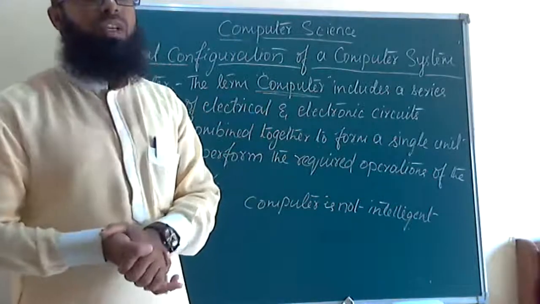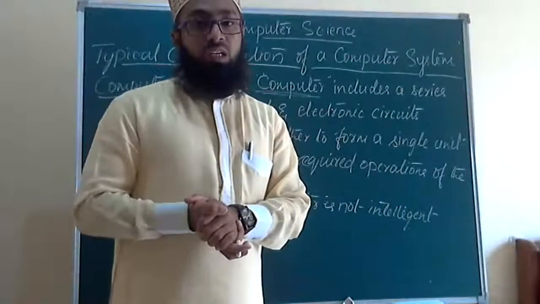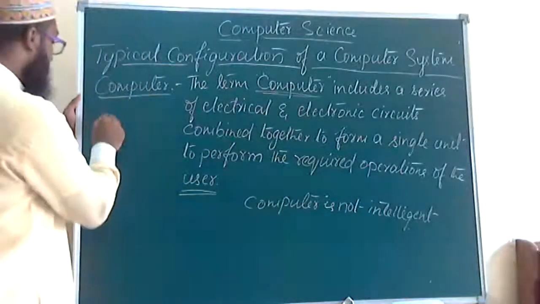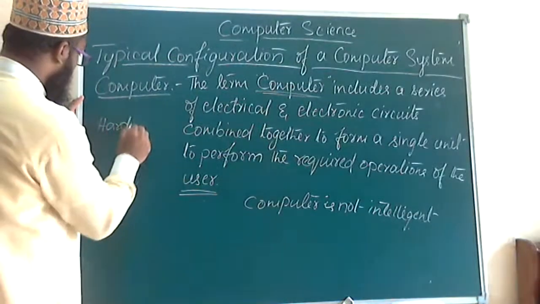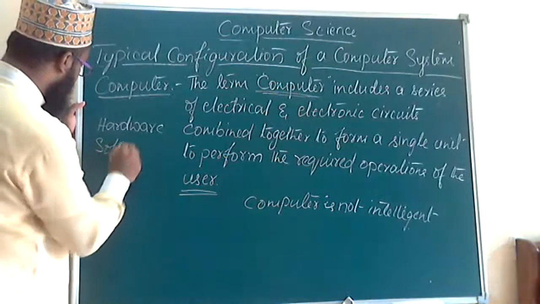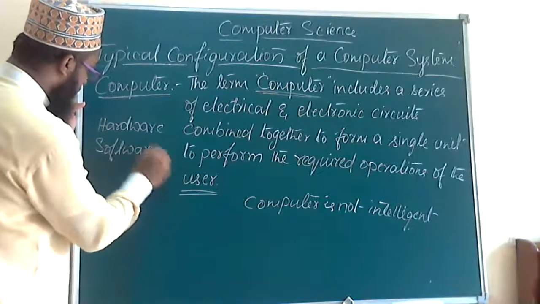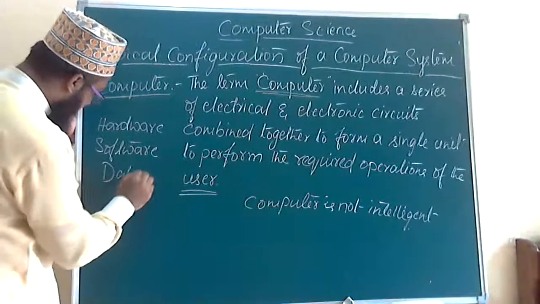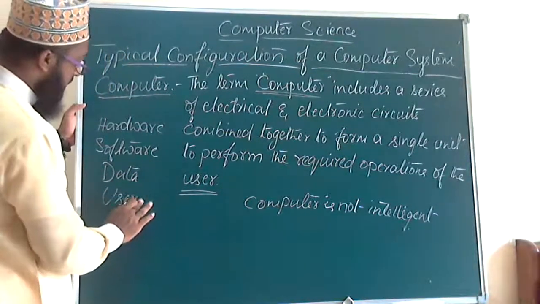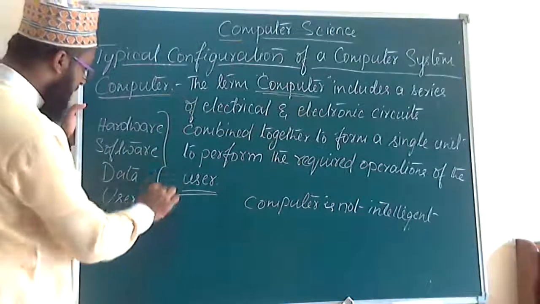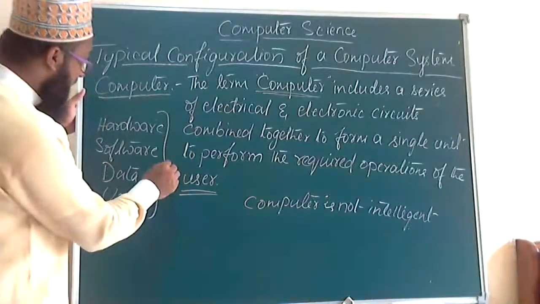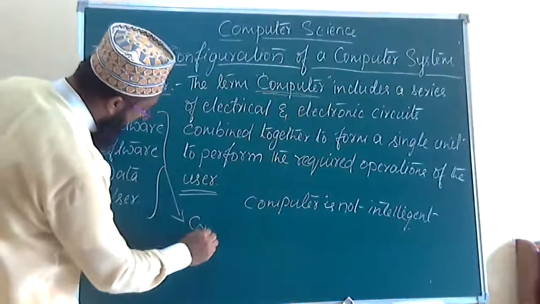How does the computer operate? The computer basically includes some things: one is hardware, next is software, one more thing is data, and the last thing is the user. If we combine all these things, then this becomes the computer system.